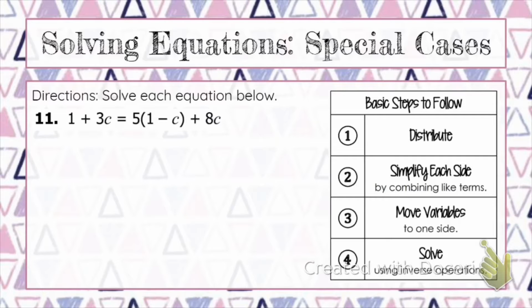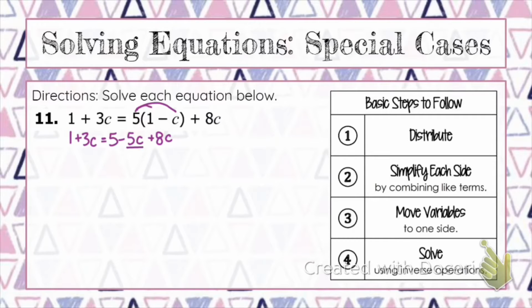Okay, so number 11, this is going to be our first example. It tells us to solve the equation. So this one starts just like what we have always been doing, so let's just see where it takes us. We'll distribute first. So we'll get 1 plus 3c equals 5 minus 5c plus 8c.